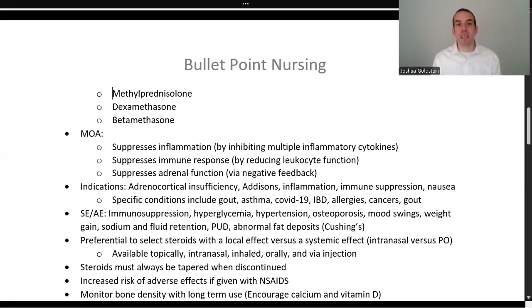And I said I would get back to this. Steroids suppress adrenal function. Why? The 2-second version is the fact that our adrenals produce steroids, adrenocorticotropic hormone. They produce steroids. And because they produce steroids, if we suddenly give the patient a ton of steroids, the adrenals say, hey, my job is done. There's tons of steroids here. I can go to sleep for a while.